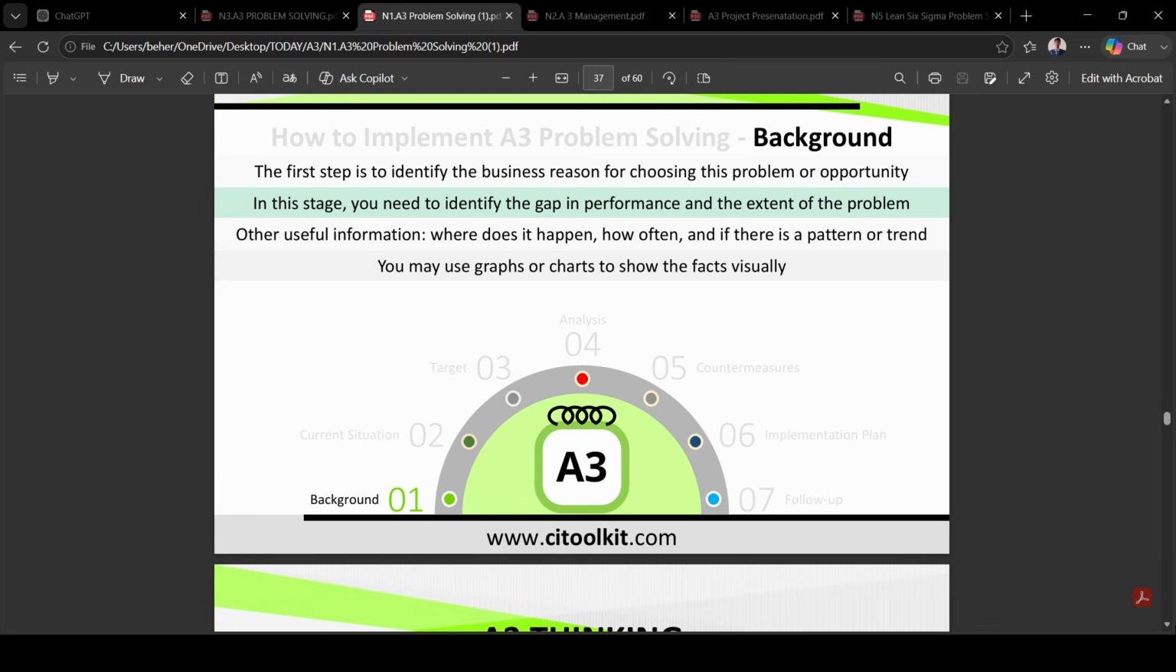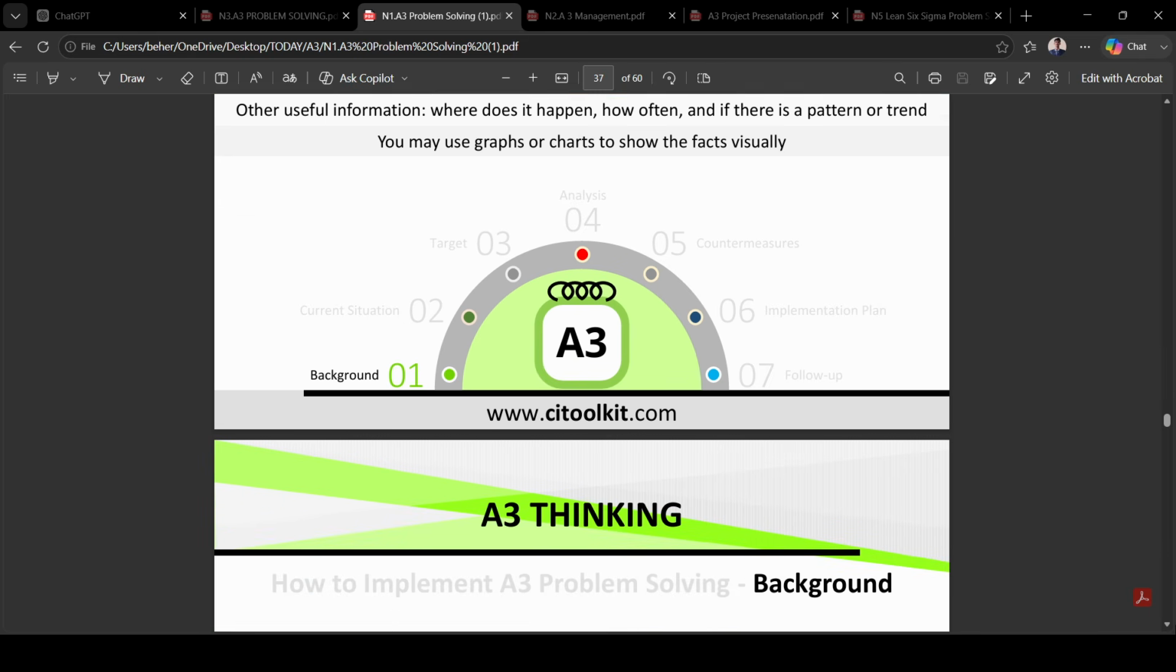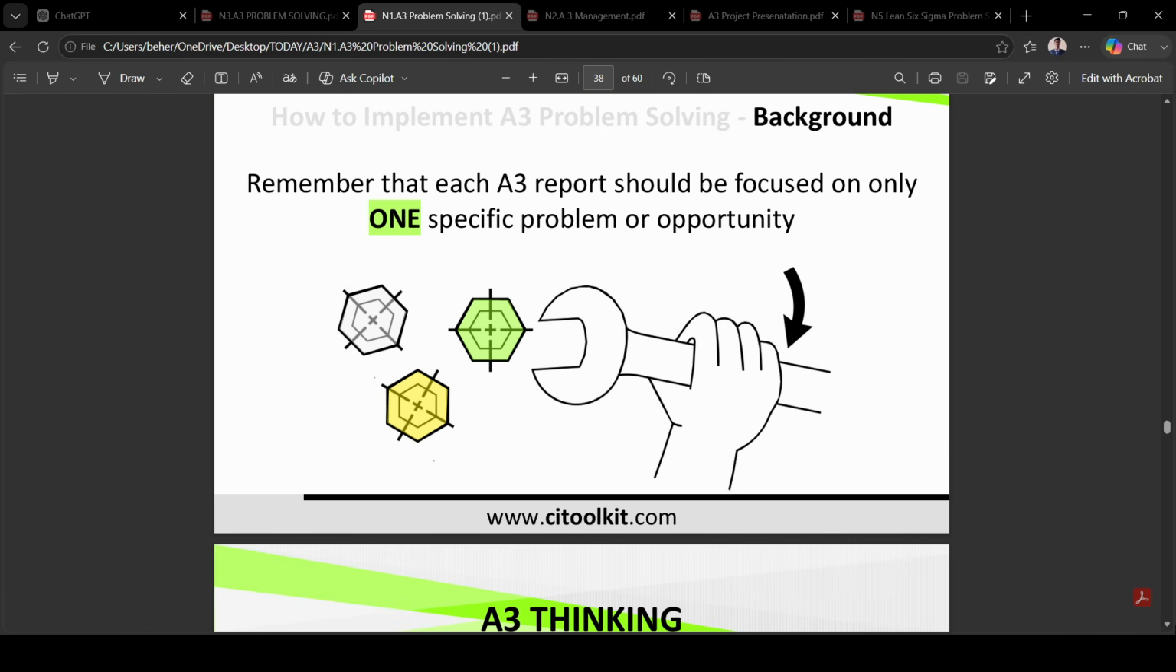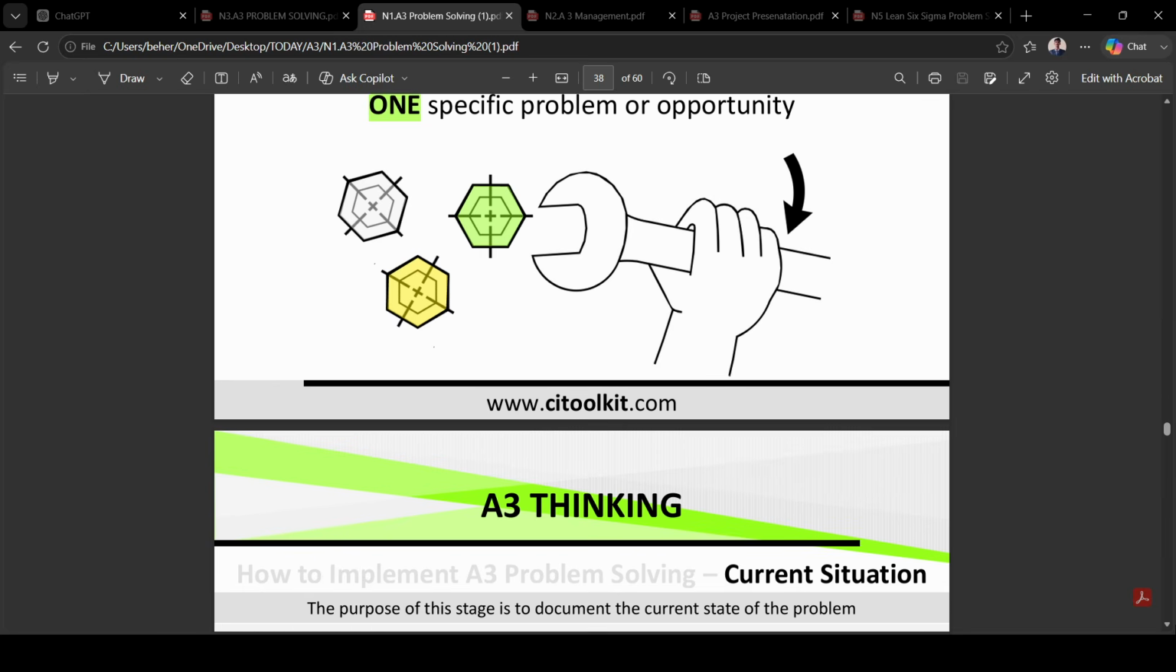A3 thinking, the first step is to identify the business reason for choosing this problem or opportunity. In this stage, you need to identify the gap in the performance and the extent of the problem and other useful information. Where does it happen? How did it happen? And if there is a pattern or trend, you may use graphs and charts to show the facts visually. Remember that each A3 report should be focused on only one single specific problem or opportunity.